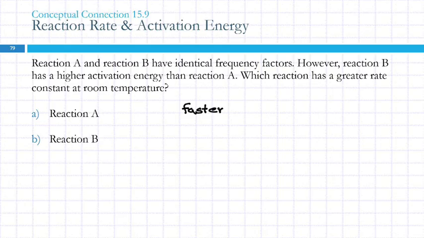So reaction A and B have the same frequency factors, so that's the same. What's different is the activation energy. So if you just think about this in terms of playing miniature golf, the big hump or the little hump, which one are you going to get through faster? The little hump, right? Because you don't need as much energy to get over it. So the lower activation energy is going to have the higher rate constant. And so it's A.